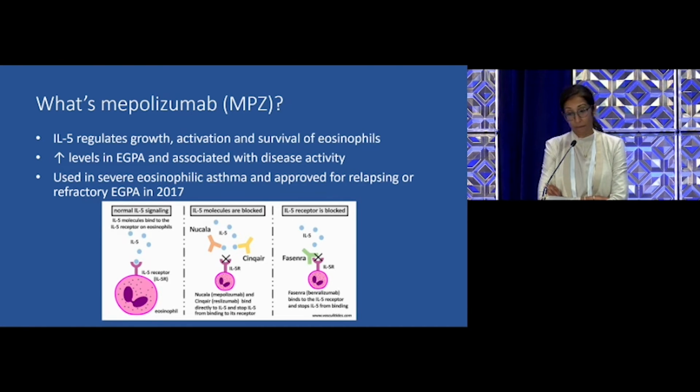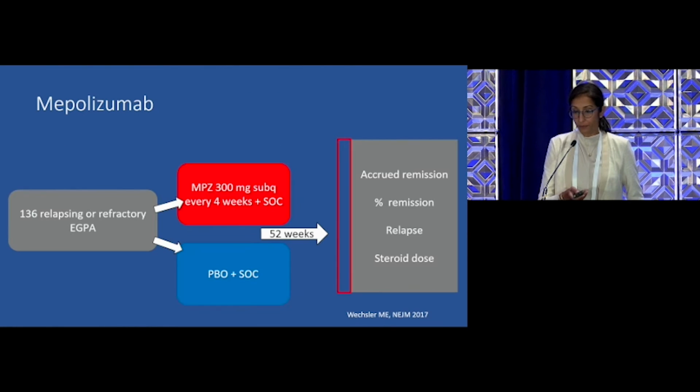in 2017. So you can see the normal signaling on the left, IL-5 binds to its little receptor on the eosinophil, and then you get more propagation and activity of the eosinophils. And these are some of the medications that are out that basically try to block that interaction. The only one right now that's approved for EGPA is Mepolizumab or Nucala that's on this slide. The other two are being studied.